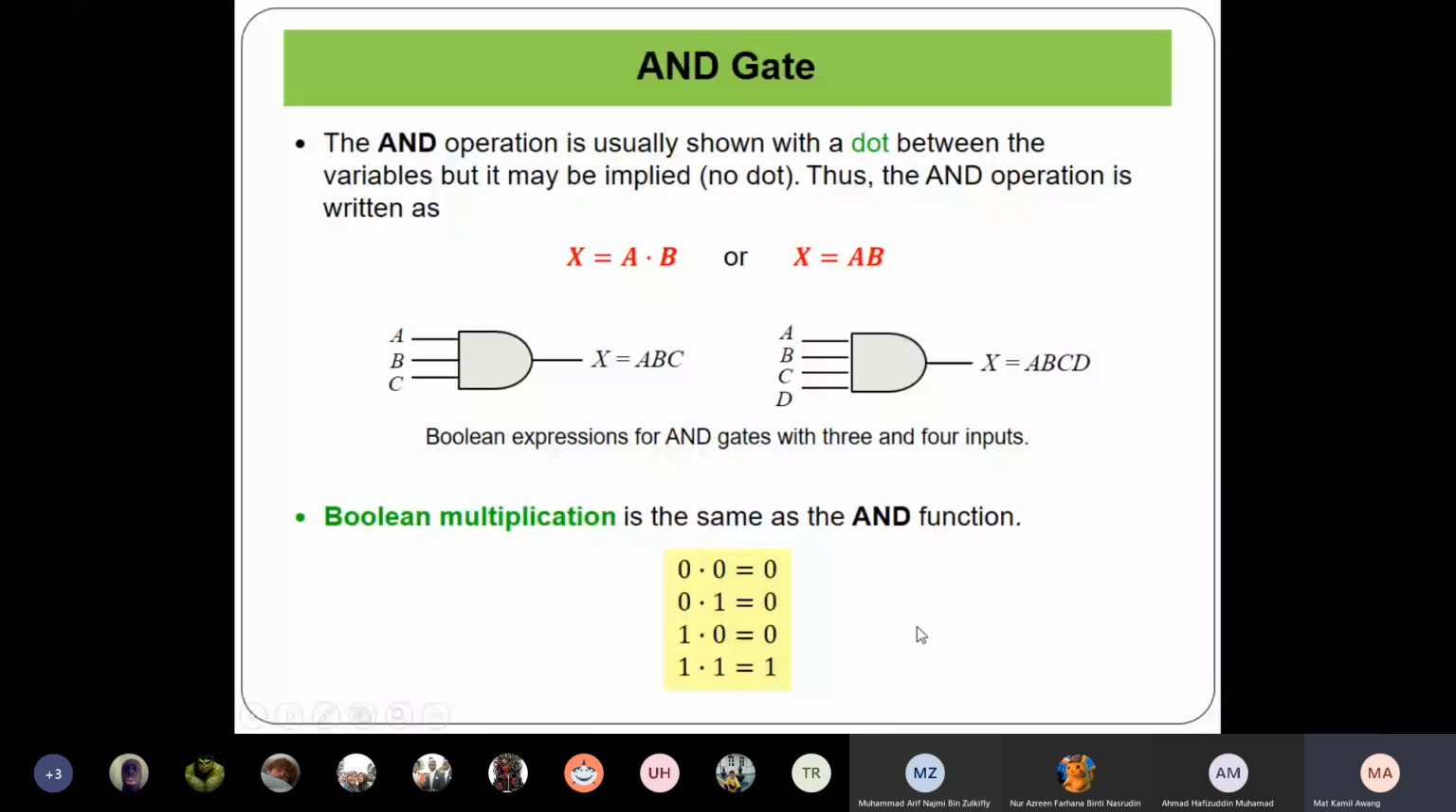0 dot 0 is 0, 0 dot 1 is 0, 1 dot 0 is 0, 1 dot 1 is 1. So AND actually is implementing the Boolean multiplication or bits multiplication. Right?